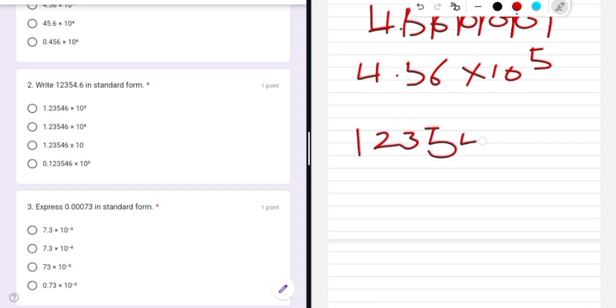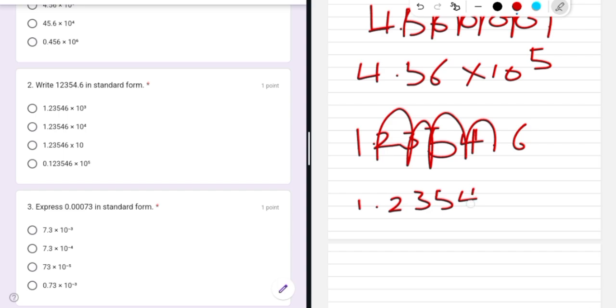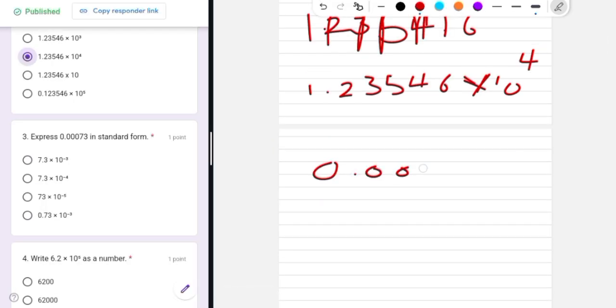The second example is also a number greater than 1. Same thing, we'll move the decimal point from right to left. So that means the decimal is coming to in front of 1. So we moved it 4 places. So our answer becomes 1.23546 times 10 raised to the power 4. Pick the answer.